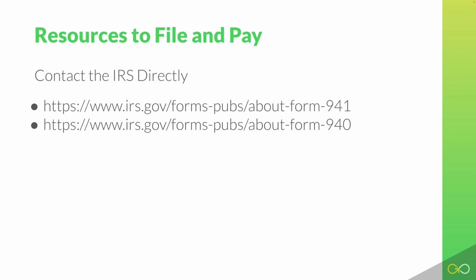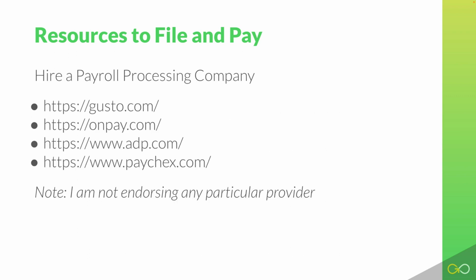One way to file and pay the IRS forms is to contact the IRS directly and follow the instructions. I have links for them here. Another way to file and pay all of your payroll forms is to use a payroll processing company. A payroll processing company will ensure your employees get paid, that you're compliant both federally and on the state level. I have a couple examples of solutions for you. There's Gusto, OnPay, ADP, and Paychex. I'm not endorsing any particular provider. What I am doing is giving you resources or a starting place if you're just not sure where to go to find a payroll company.